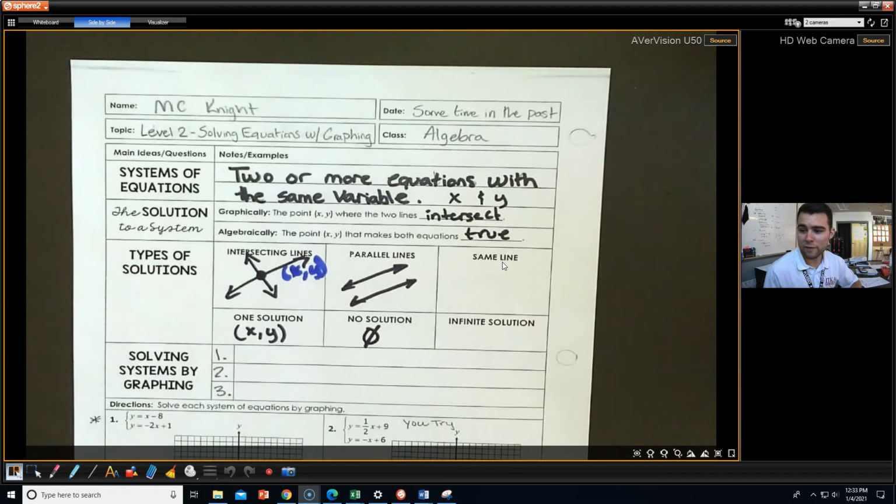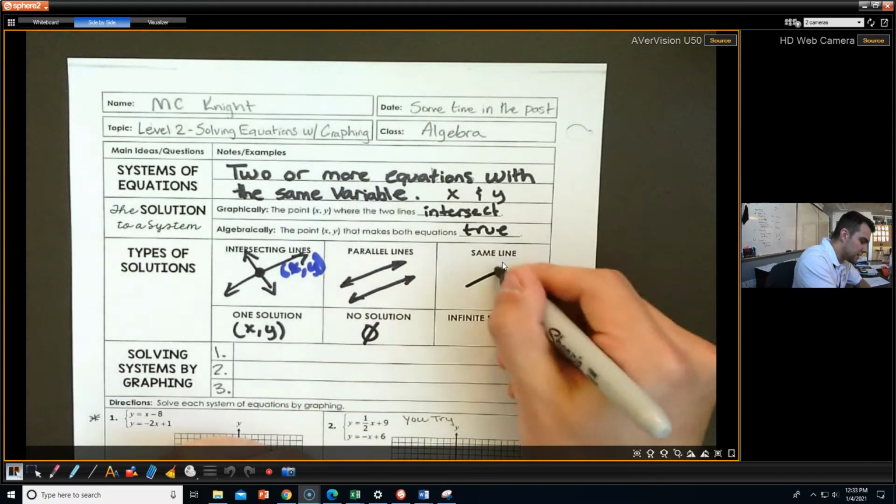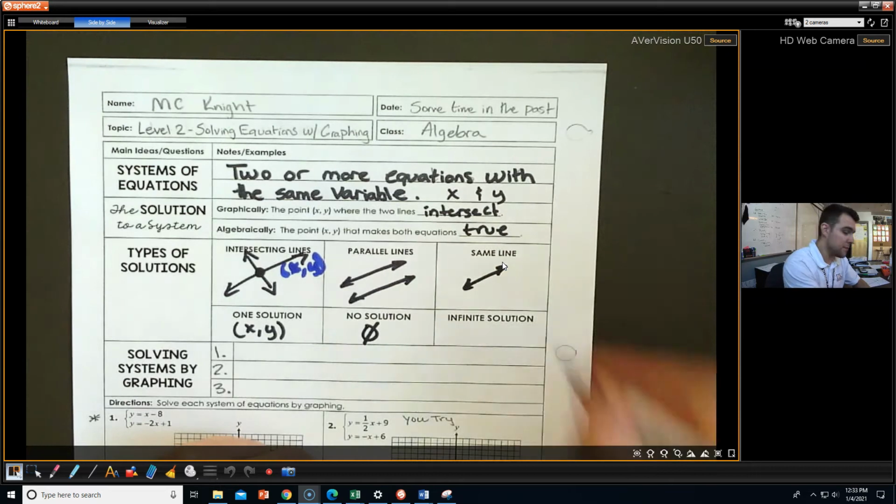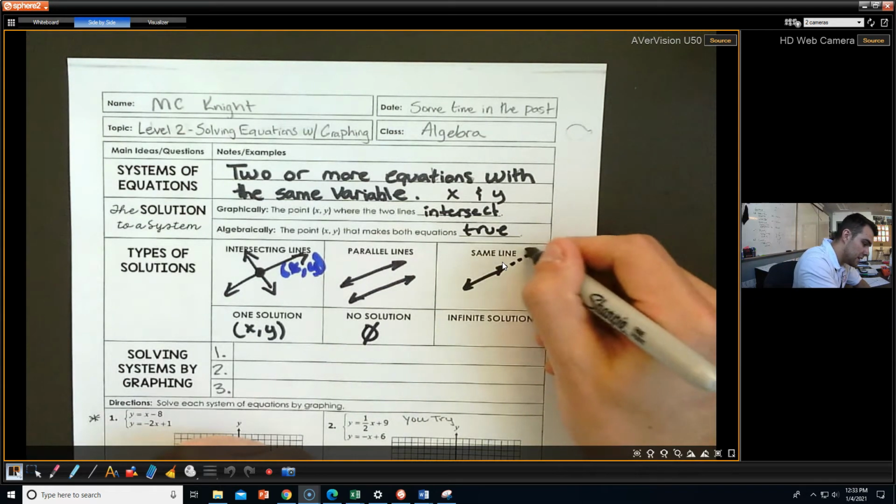Now, what if they're the same line? What if this line is like, I'm doing this thing, but then in the background, I'm going to use a dotted line for this.